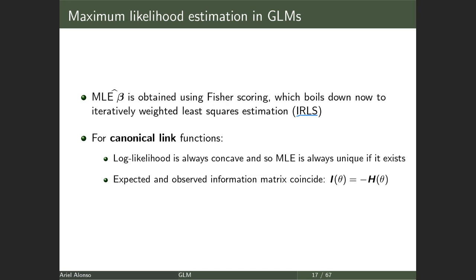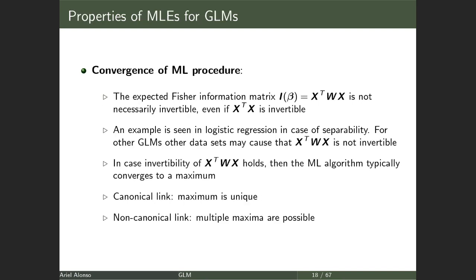It's a mathematical thing. Now, the canonical link function. If you use the canonical link, then you can show mathematically that the log-likelihood is always concave, so the maximum likelihood is always unique if it exists. So you will have a maximum, which is unique. And also you have that the expected and observed information matrices coincide. You have these properties. This is what happens if you use the canonical link. The maximum likelihood, if it exists, is unique, and the Fisher information equals just minus the H, and that is computationally convenient.